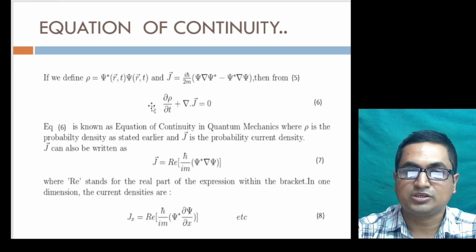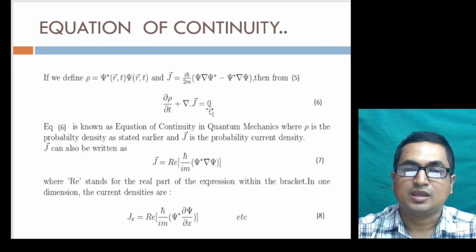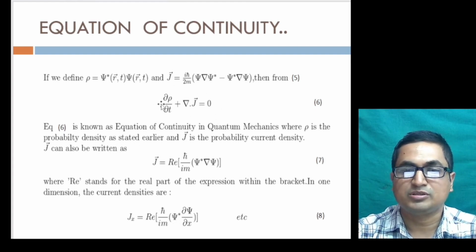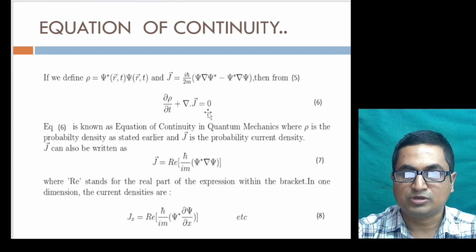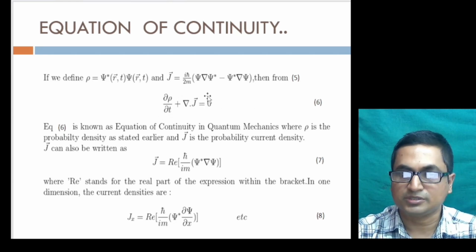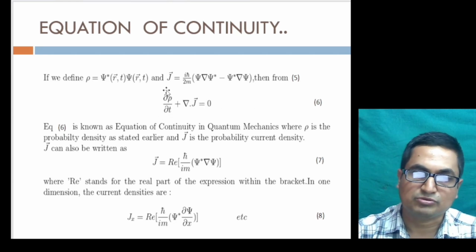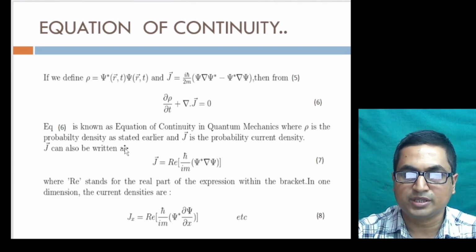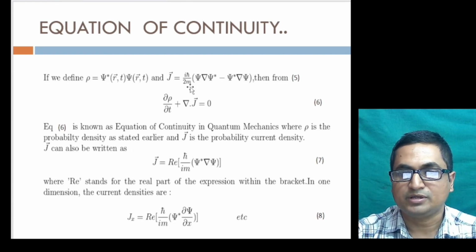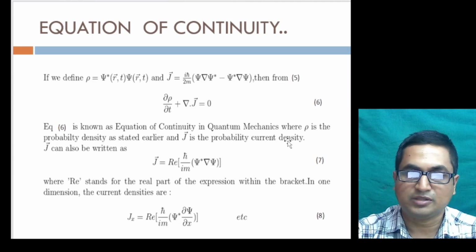This equation 6 is known as the equation of continuity, and this equation is quite familiar to us. It is found everywhere in electrostatics, in fluid dynamics, or in electromagnetic theory while discussing Maxwell's equations. And this rho is psi star psi, that is modulus psi squared, so it's a probability density, and this j, the new quantity defined here, is the probability current density.